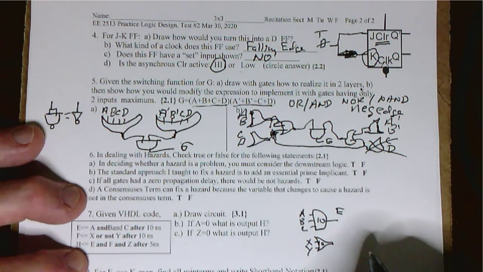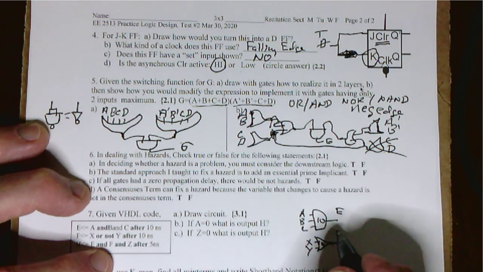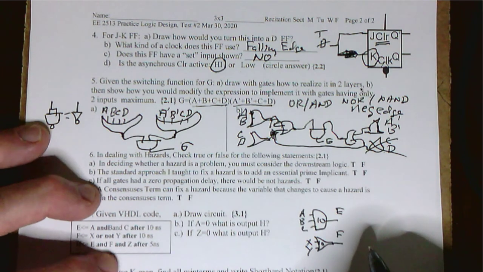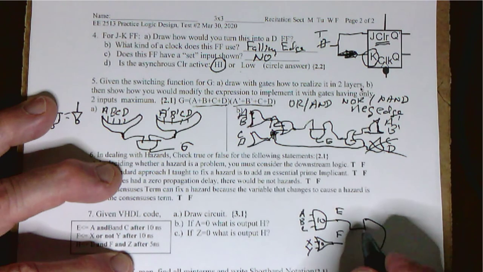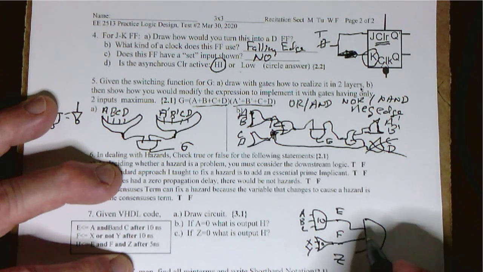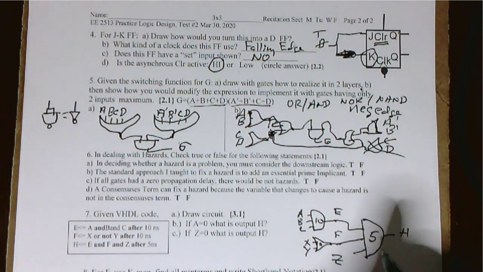And then E, F, and Z, and the output of this is F, by the way. H is E and with F and with Z after 5. So here's your big AND gate here. We get E, we get F, and we get Z, and we have 5 nanoseconds here, and the output of that is H. Okay, so now we've drawn it.